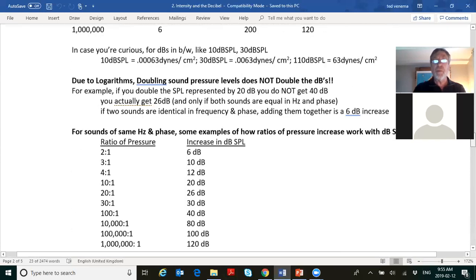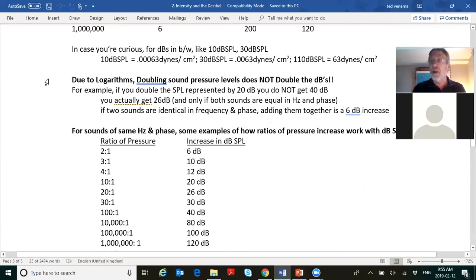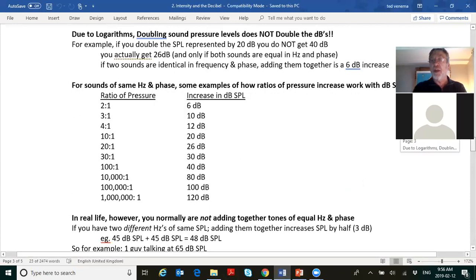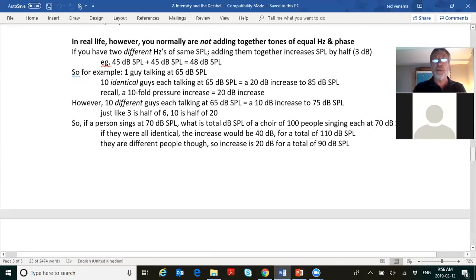Right here. And we talked about doubling first. We said if the two sounds are identical and you double the sound pressure, you go up by 6. But in real life, that's not usually the case. You go up by 3. Then we talked about choirs or people talking. How much would you go up by?